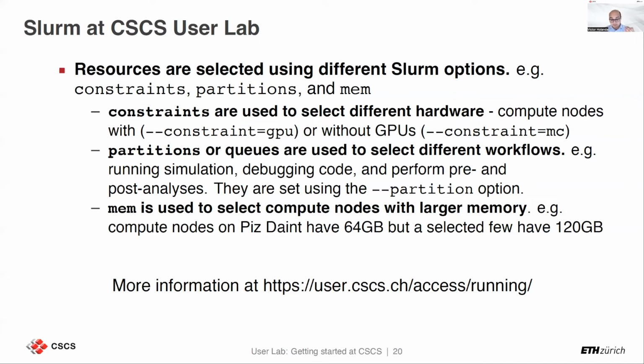Some workflows require a bit more memory than we actually have. In Pitstein, we have 64 gigabytes on the compute nodes. And if you require a bit more, like 120 gigabytes, we have a selected few number of nodes, and then you can access those nodes with --memory. That's the way you can access it.